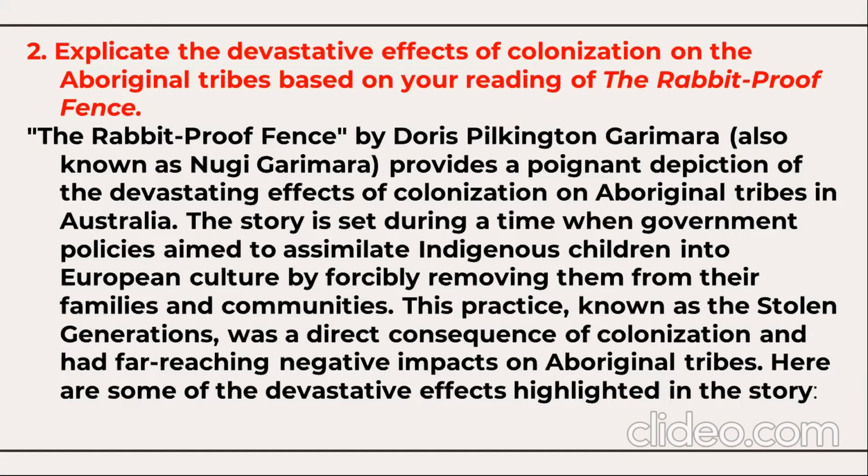Okay, answer. The Rabbit Prophet by Doris Pilkington Garimara, also known as Nugi Garimara, provides a poignant depiction of the devastating effects of colonization on aboriginal tribes in Australia. The story is set during a time when government policies aimed to assimilate indigenous children into European culture by forcibly removing them from their families and communities. Means to say, to remove their basic roots of indigenous culture and to mingle them with the European culture. This is the main concept.